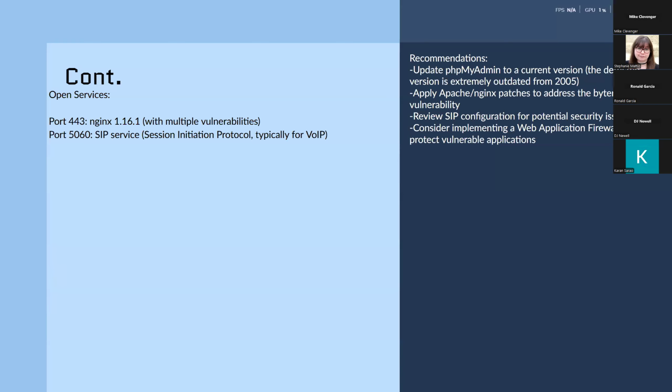Apply Apache Nginx patches to address the byte range filter vulnerability. And then we are going to review SIP configuration for potential security issues, and also consider implementing a web application firewall to protect vulnerable applications.